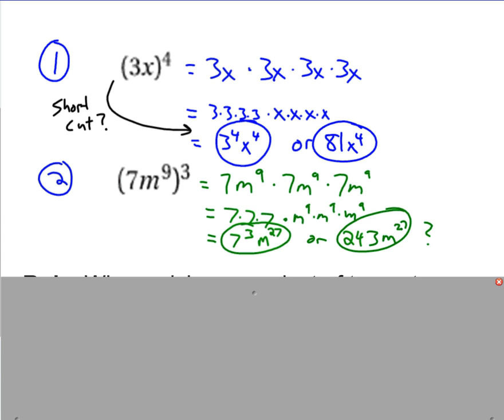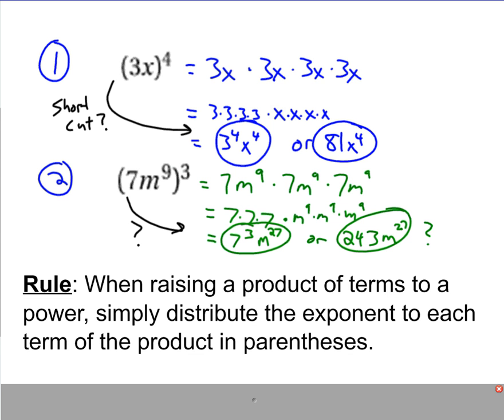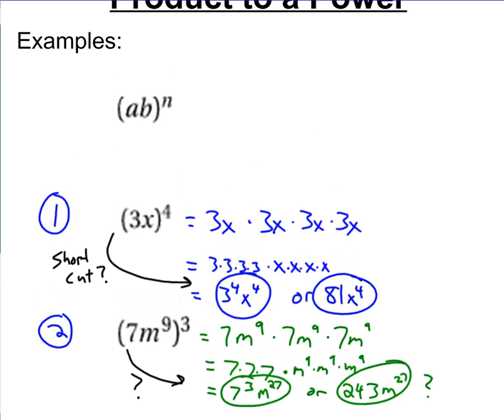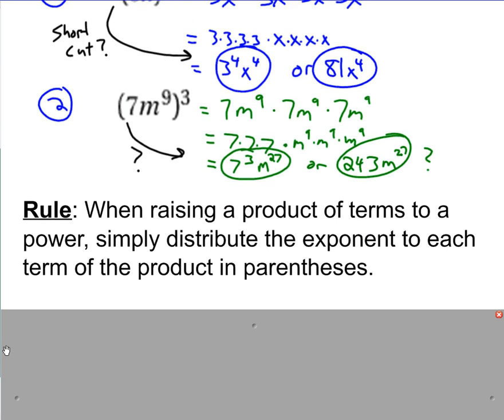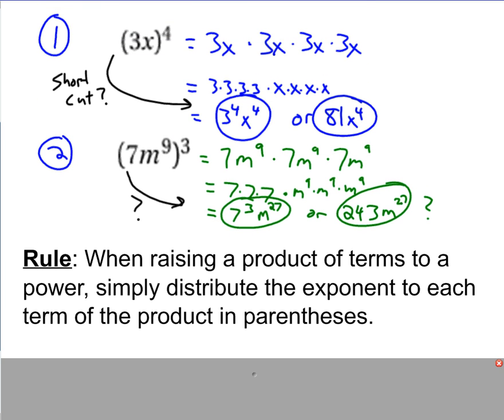All right. So, again, shortcut, yes or no? Well, hopefully you found that there is one. Here's the rule for the product to a power, multiplication raised to a power. When raising a product of terms to a power, simply distribute the exponent to each term of the product in parentheses. So like this first one, if you just distribute the 4 to both of them, it'd be 3 to the 4th power and x to the 4th power, and that's what we ended up with right here. Then you can simplify it from there.